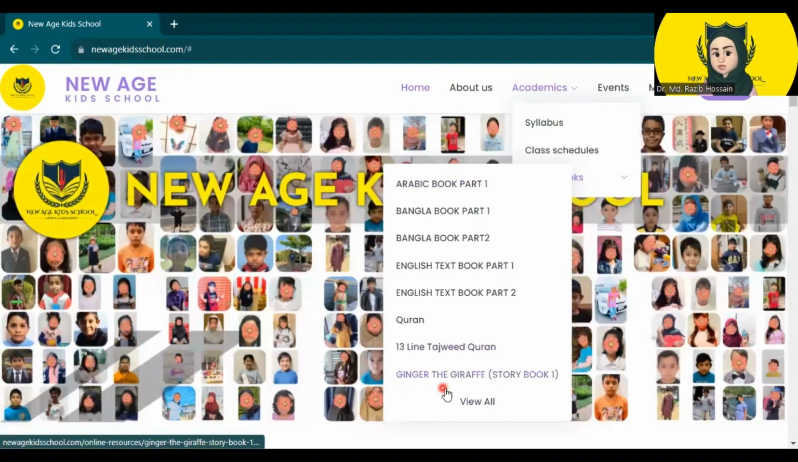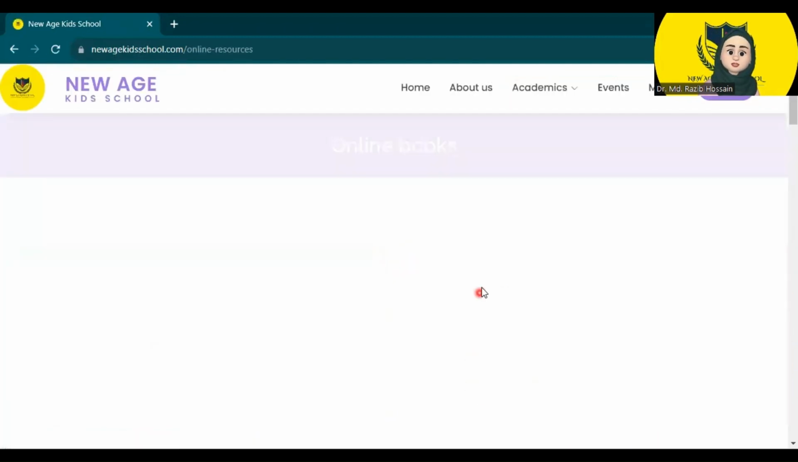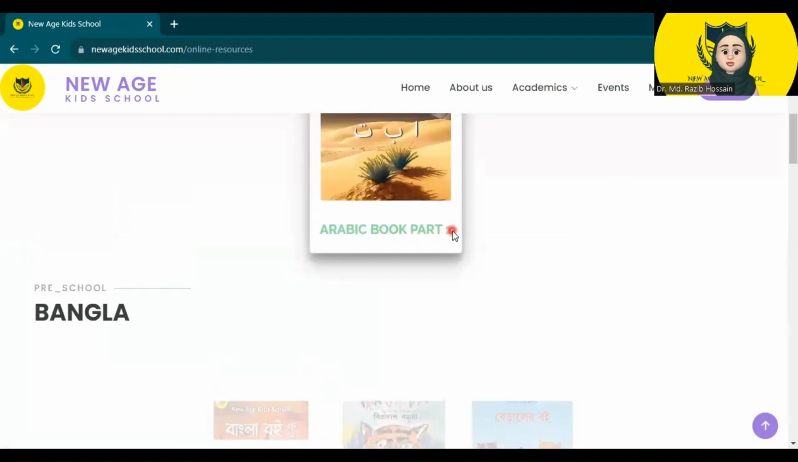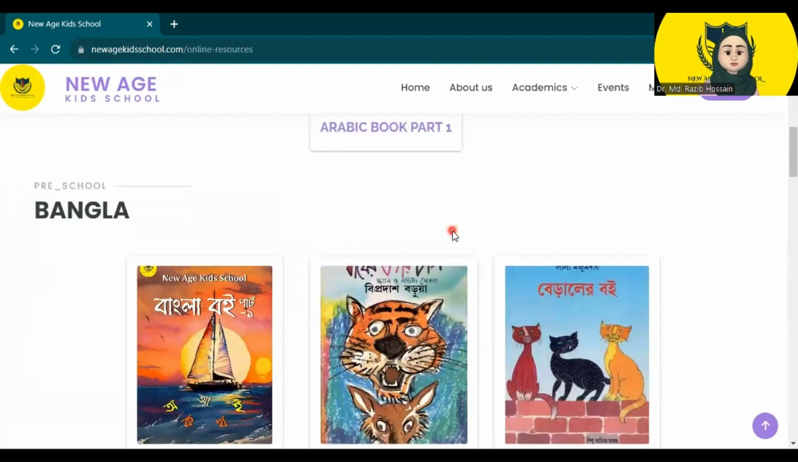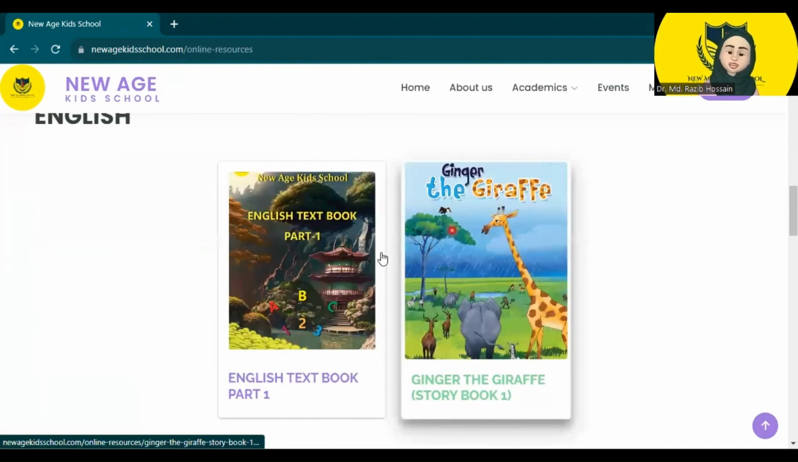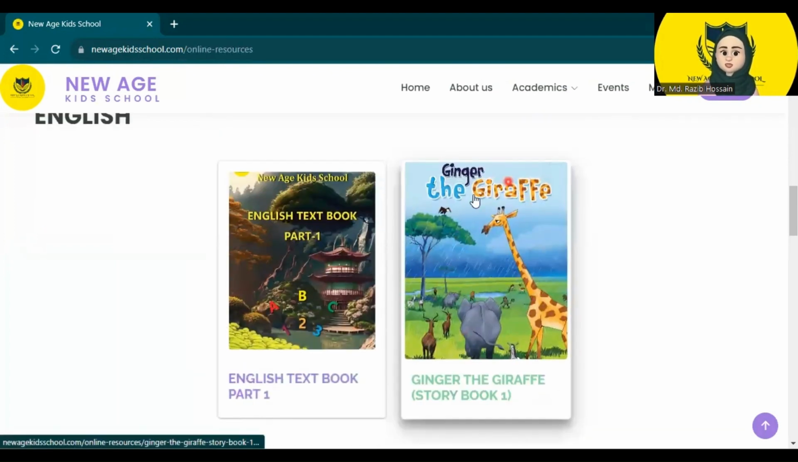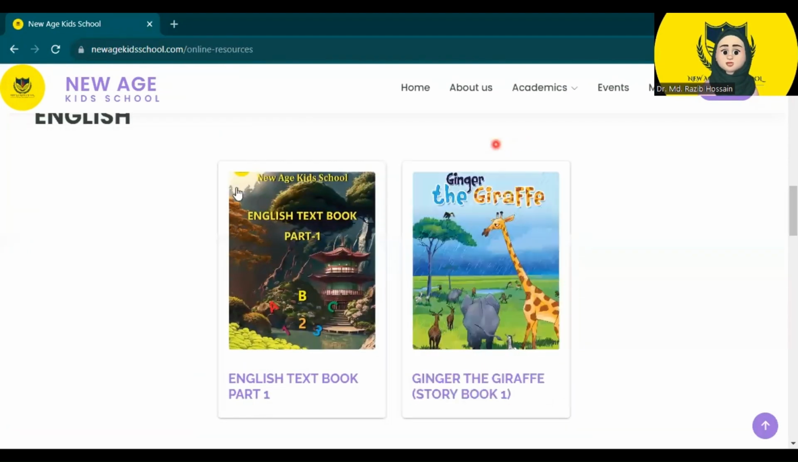You can see. Okay, I'm giving View All. After that, all our books are here. Here is Arabic, here is Bangla, and here is English. As you can see, it's our part one book, and this is the story we'll be reading today. After reading the story together, I will ask you some questions.